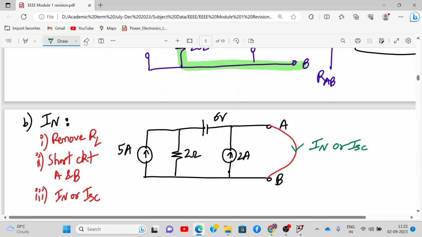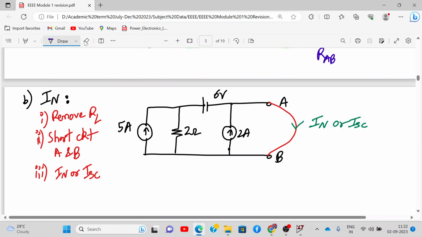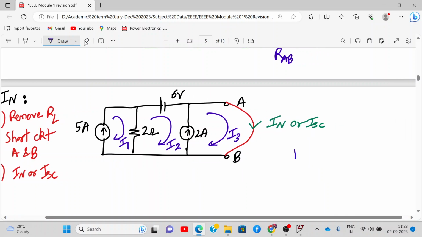Yes. Now how do we proceed further? Do you want to use mesh analysis? Yes or no? Or do you want to use any other theorem, any other circuit technique? Can we use mesh analysis? Okay. Yes. So there are three loops. Loop number 1, I1. Loop number 2, I2. Loop number 3, I3. Now tell me what is I3, just looking at the circuit.